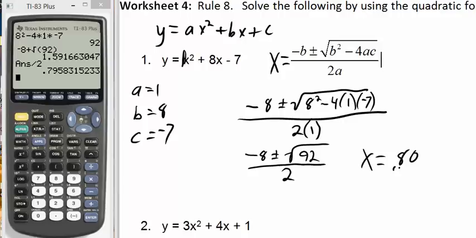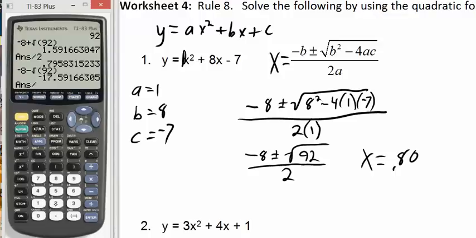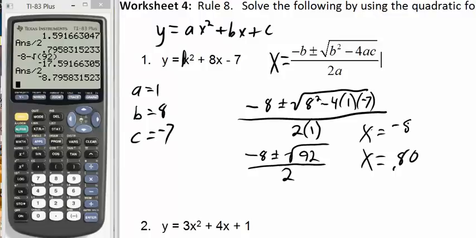And then I do the other part. I go negative 8 minus the square root of 92, enter, divide by 2, and I get my other answer. X is equal to negative 8.8. Okay? So plugging all these values in allows you to get these two answers.